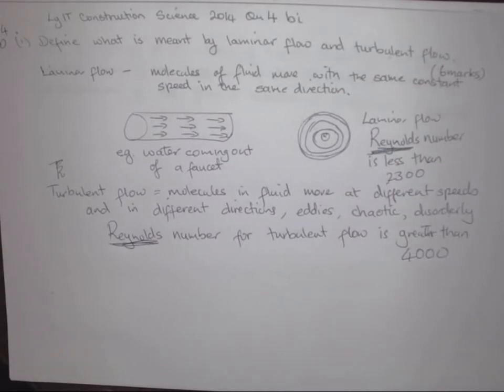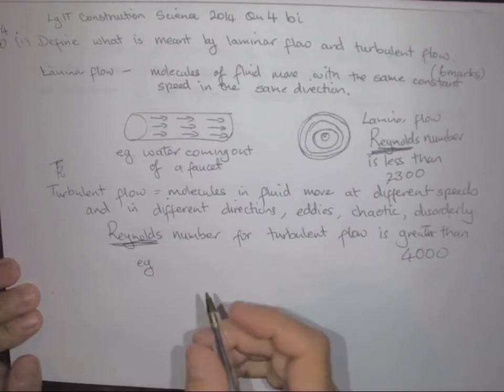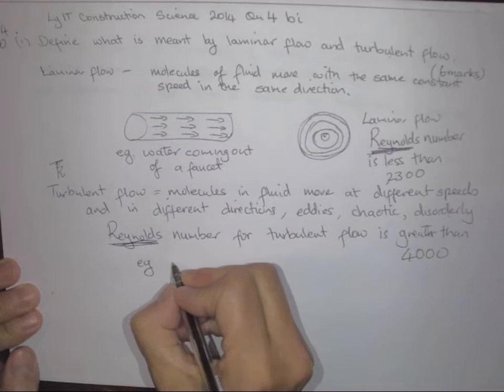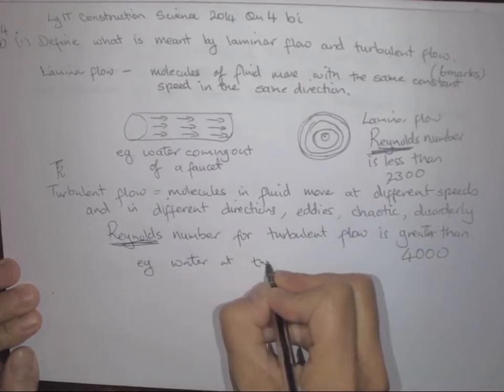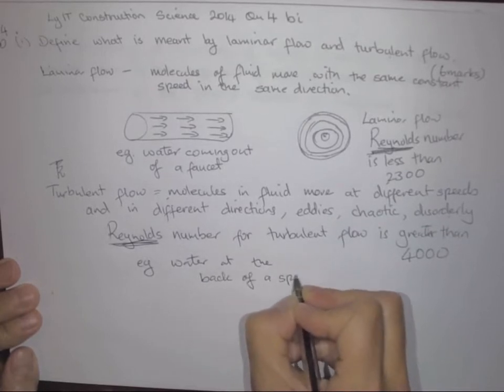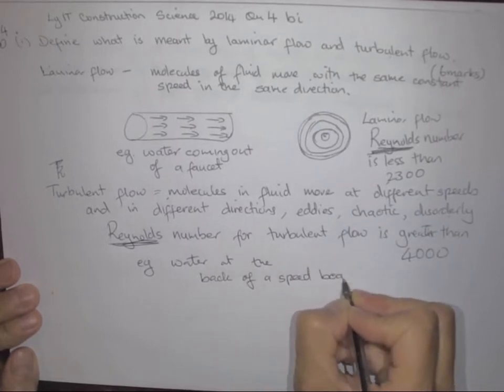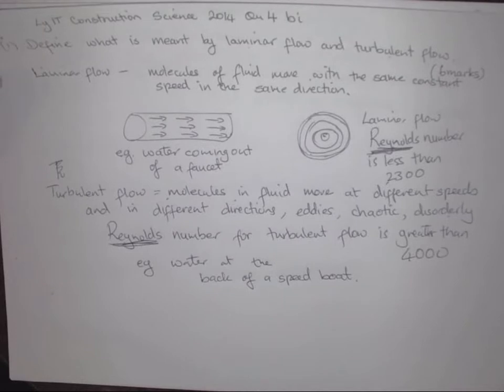Okay, what else about turbulent flow? For example, the back of a speedboat, you know how the water is very rough at the back of a speedboat, that will be a turbulent flow. The water at the back of a speedboat. Okay, that was worth 6 marks, and that is part 4B1.